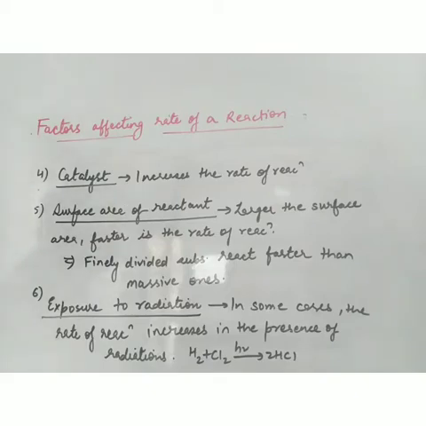And last is exposure to radiation. There are many reactions in which the rate increases in the presence of radiations. Now this is the example. Hydrogen and chlorine, they will react only in the presence of sunlight. Suppose if we don't use sunlight here, they will not react at all. So in some of the cases, the rate of reaction is increased in the presence of radiations. So these are the few factors which affect the rate of a reaction.